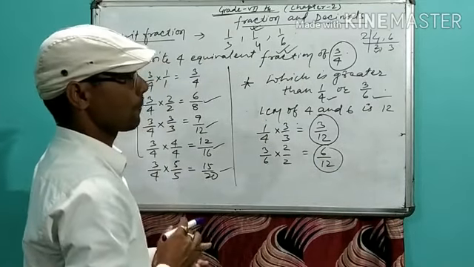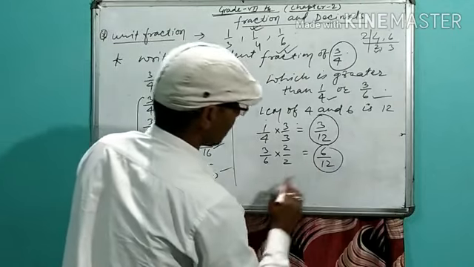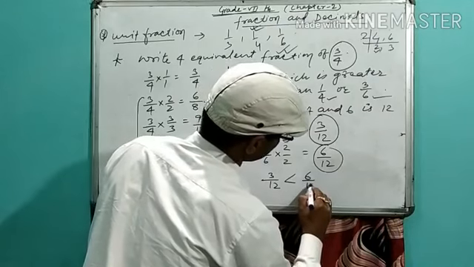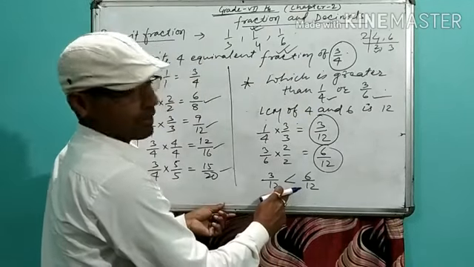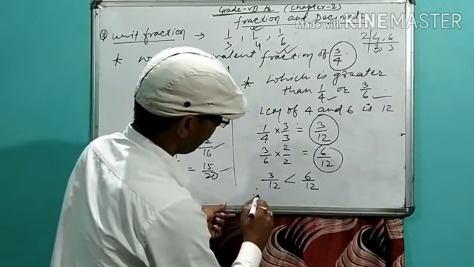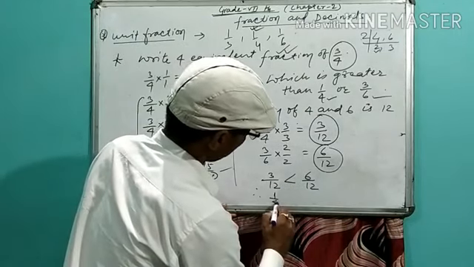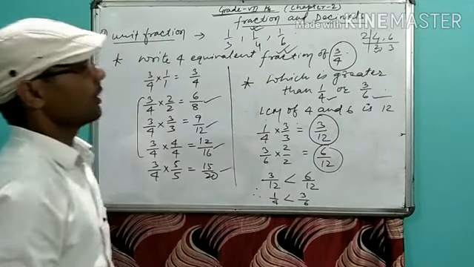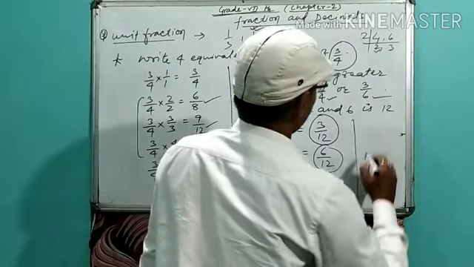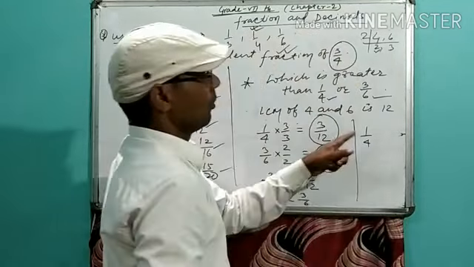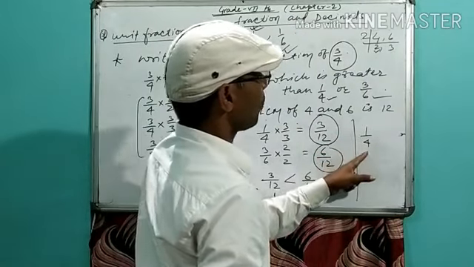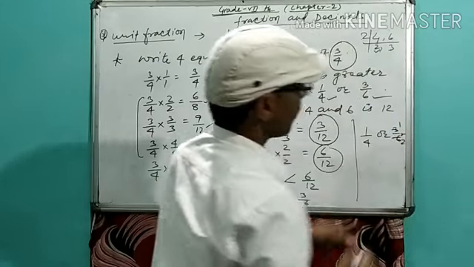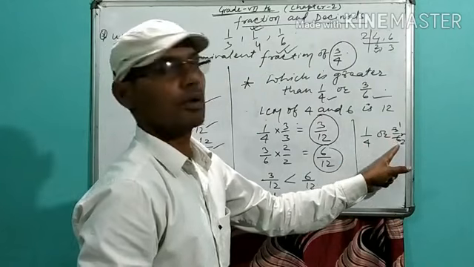Which is greater? This 3 by 12 is less than 6 by 12. This is the symbol of greater. Therefore, 1 by 4 is smaller than 3 by 6. In an easy way, you can also understand: 1 by 4 is one fourth part, and 3 by 6 you can cancel, it is one half. This is greater.